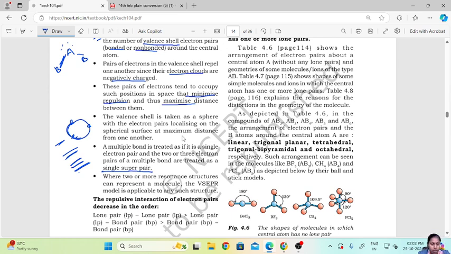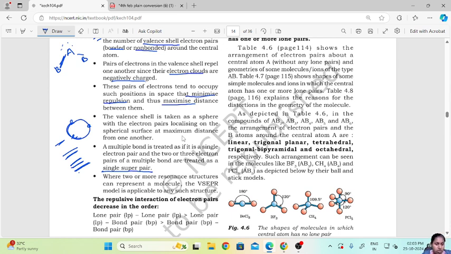Where two or more resonance structures can represent a molecule, the VSEPR model is applicable to any structure. I told you what a resonance structure is. The basic difference between resonance structures is just the position of the double bond: you can have a double bond on the right or on the left. They have a similar chemical formula and similar energy; only their arrangements differ from each other.